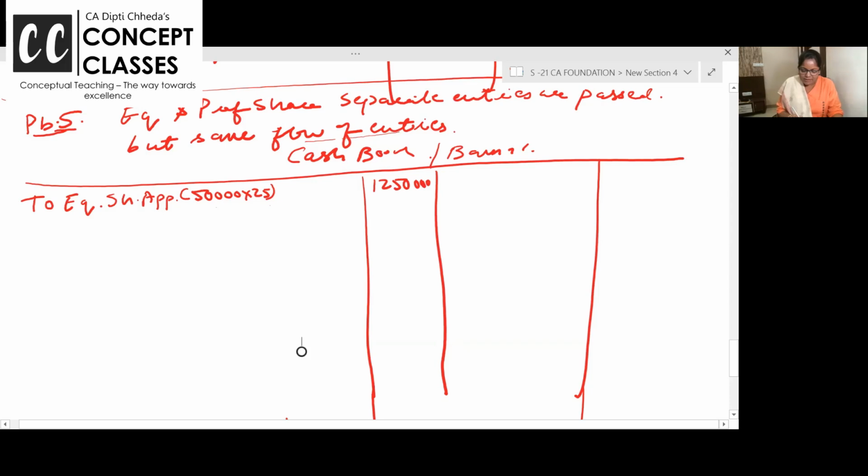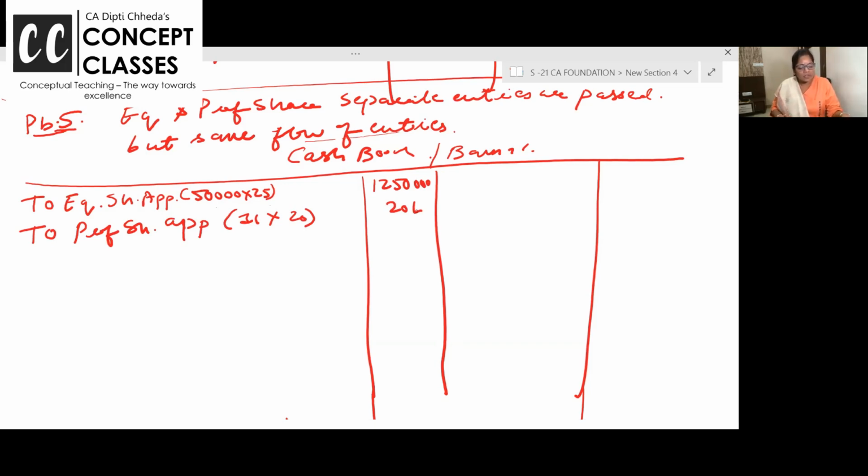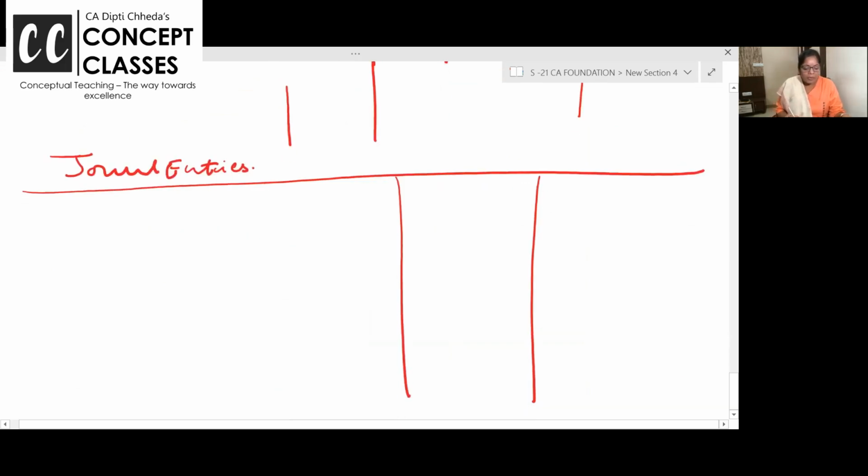Equity share application has received 1250. Preference share application 1 lakh shares at the rate of 20 each. 20 lakhs are received. Yes. And allotted also. Okay. So what will be the journal entry now? Because same shares are allotted also. Equity share application account debit. Equity share application account debit.